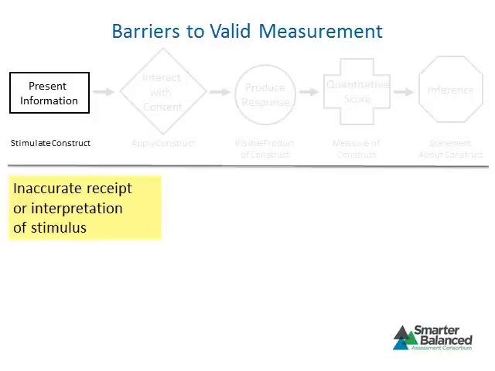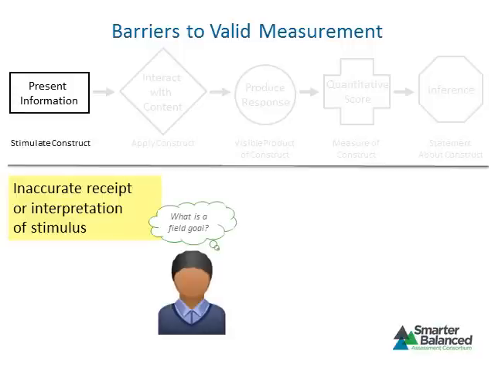First, if a student is unable to receive information presented by the item or task, or if that information is misinterpreted by the student, the item or task may not appropriately activate the knowledge, skill, or ability that is the target of assessment. As seen in the earlier example, a student's inability to decode text or lack of understanding of a context, such as football scores, can result in poor activation of the assessment target.